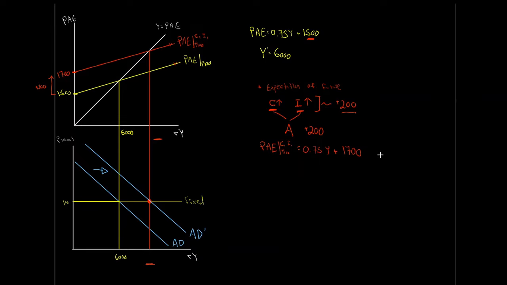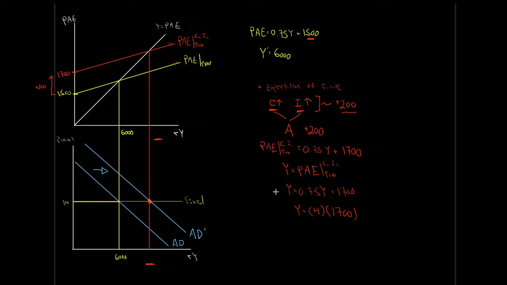To solve that, we have our new aggregate expenditure. We just want to solve for our new equilibrium level of national income, just like we've done several times now. So y equal to our new planned aggregate expenditure, with the price level of 100, C1, I1. That equals that. So y equals 0.75y plus 1,700. Going through all of our algebraic manipulations, we're going to get y equals 4 times 1,700.